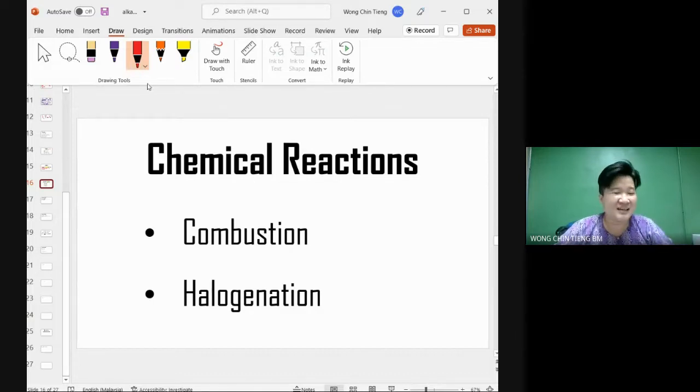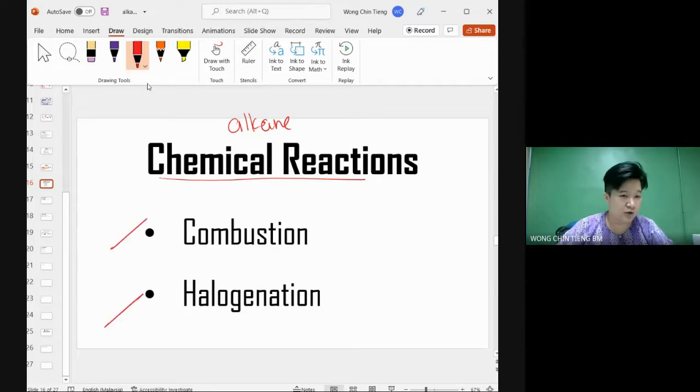So next, we are going into reaction. This one we will have more fun doing because you really need to do it. Chemical reaction in alkane is very simple. You only have two types, your combustion and your halogenation.